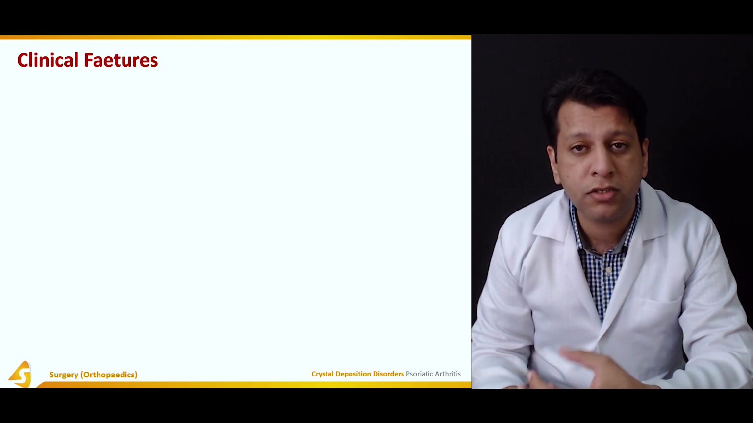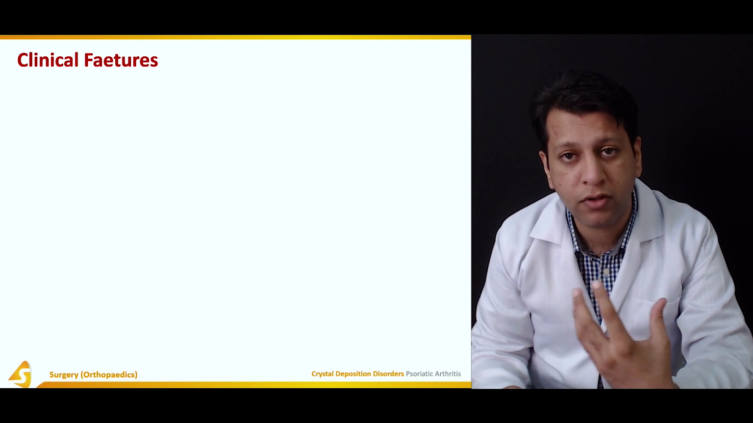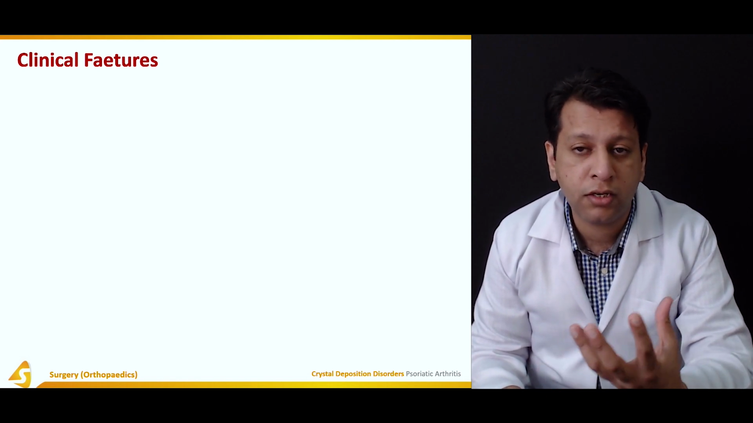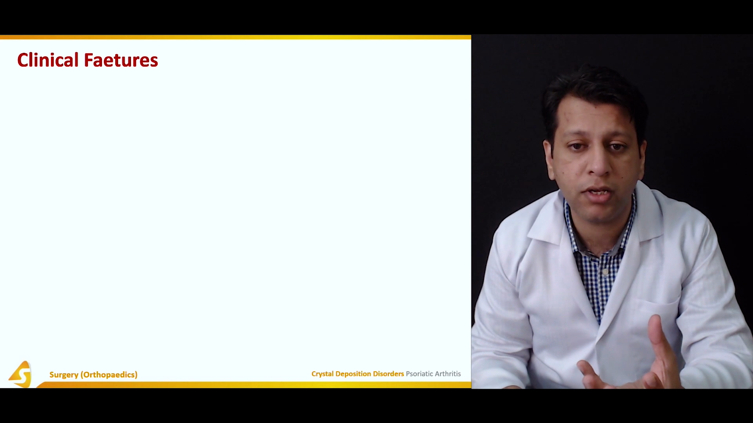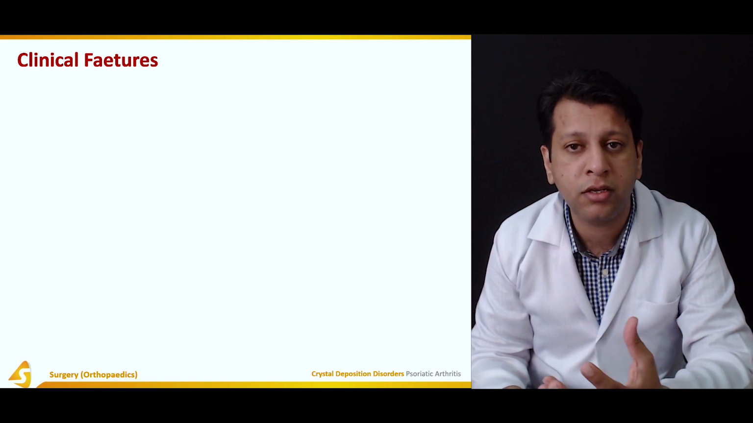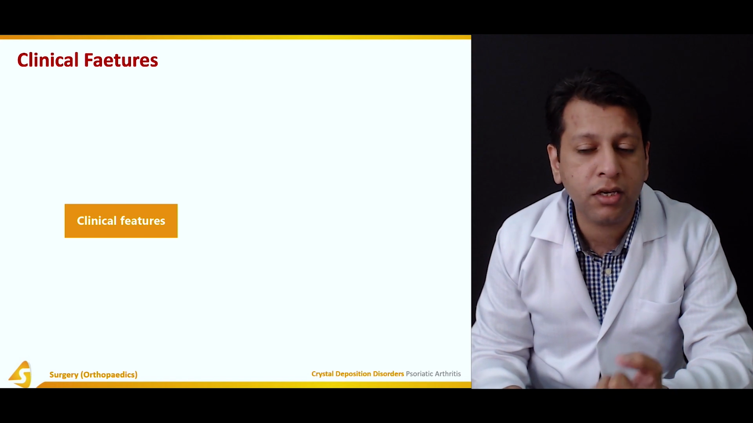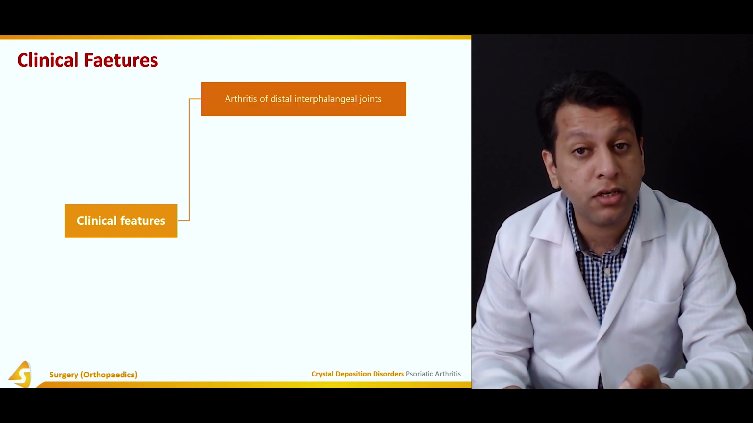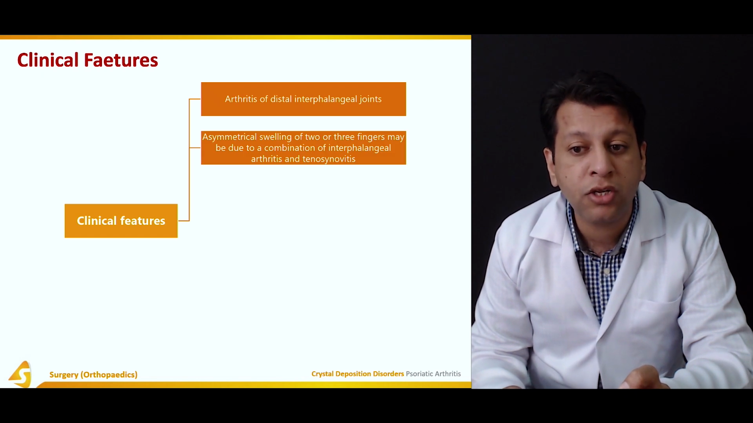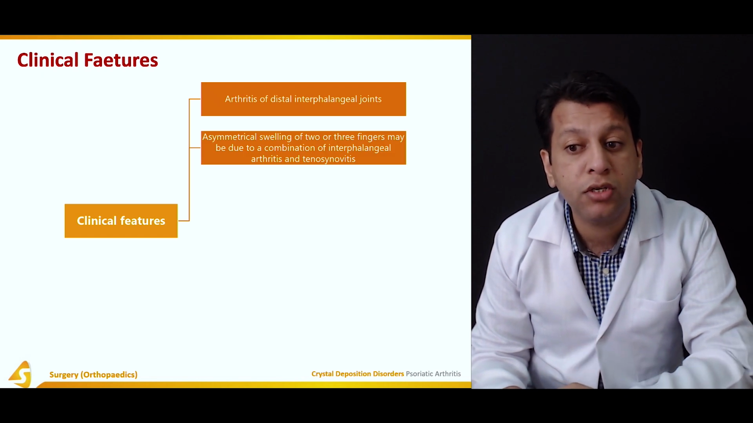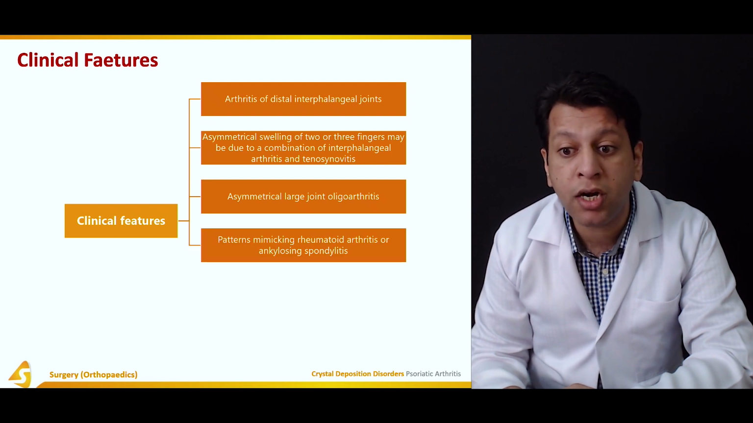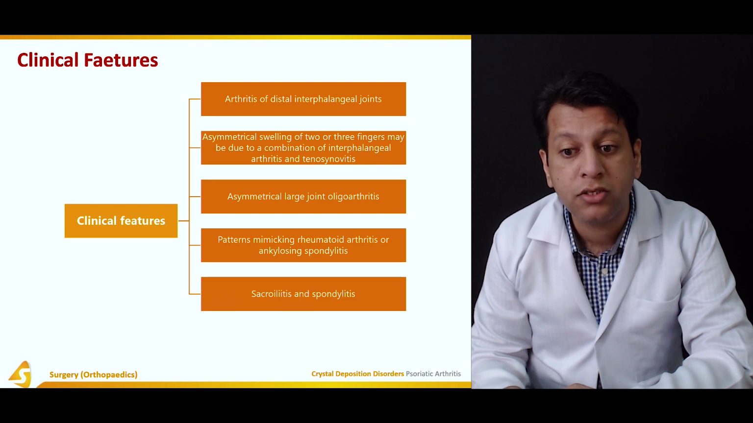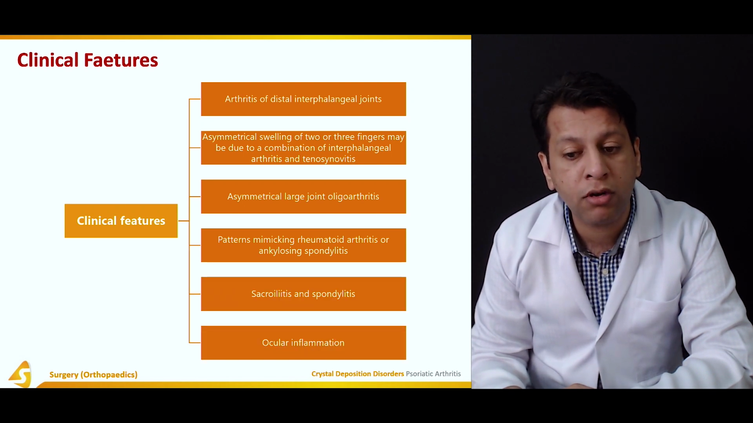Then other clinical features. Now remember, psoriasis itself is another topic, but all the patients of psoriasis who have arthritic complications or presentation related to joints can be labeled as psoriatic arthritis. These clinical features include arthritis of the distal interphalangeal joints, asymmetrical swelling of 2 or 3 fingers which may be due to a combination of interphalangeal arthritis and tenosynovitis, asymmetrical large joint oligoarthritis, patterns mimicking rheumatoid arthritis or ankylosing spondylitis, sacroiliitis or spondylitis, and ocular inflammation.